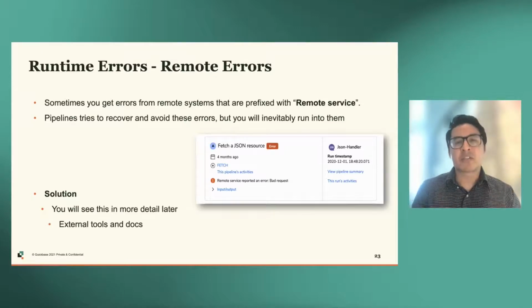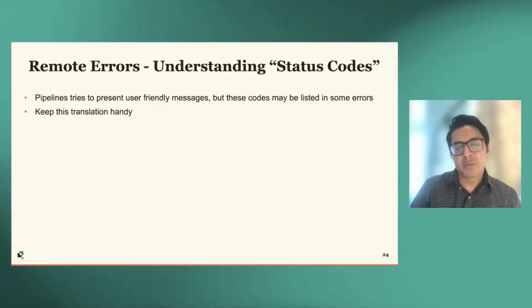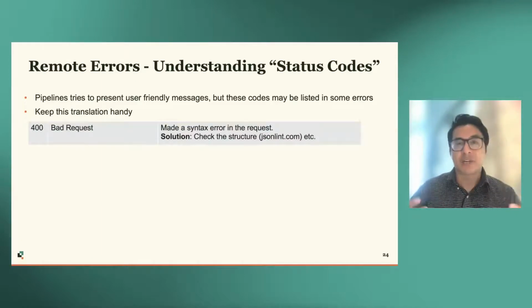But I wanted to cover, like I said, the foundation for what those runtime errors in the remote system could look like. We do try to present a very user-friendly message, but unfortunately, these status codes could get revealed in the activity log. So keeping this translation handy, first and foremost, is really important for us to get to a correct pipeline. So let's go over some of them.